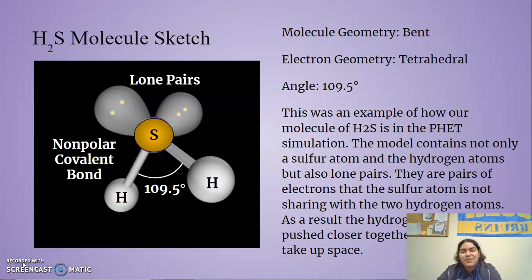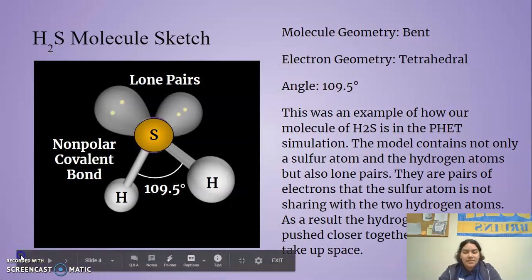The H2S molecule sketch. This is an example of how our molecule of H2S is in the PhET simulation. The model contains not only a sulfur atom and the hydrogen atoms, but also lone pairs. These are pairs of electrons that the sulfur atom is not sharing with the two hydrogen atoms. As a result, the hydrogen atoms are pushed together as the lone pairs take up space.